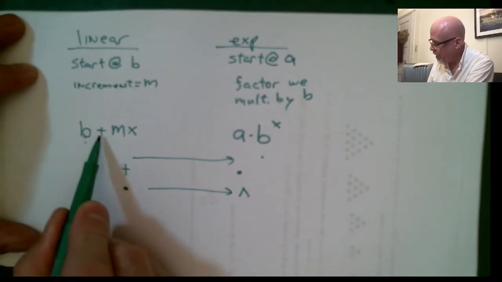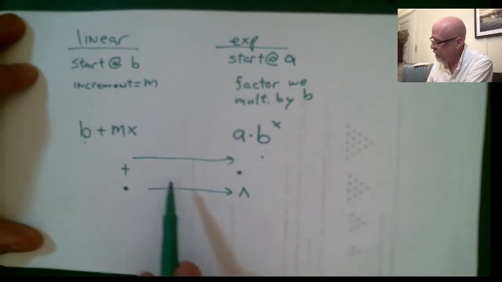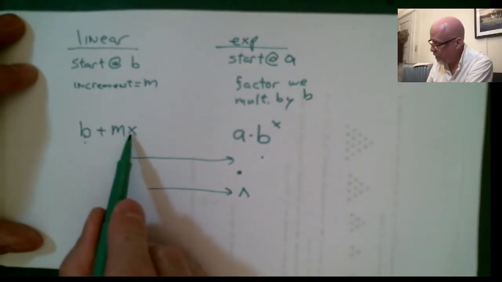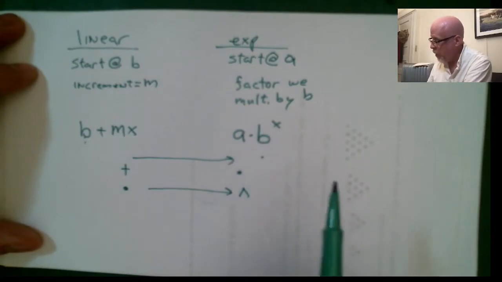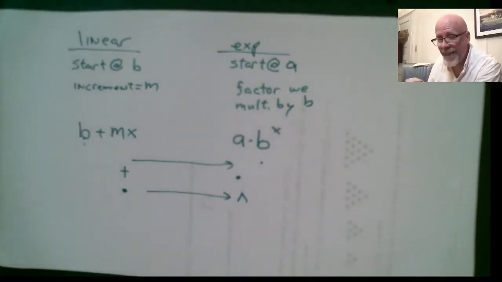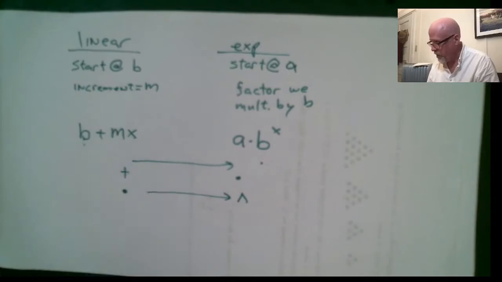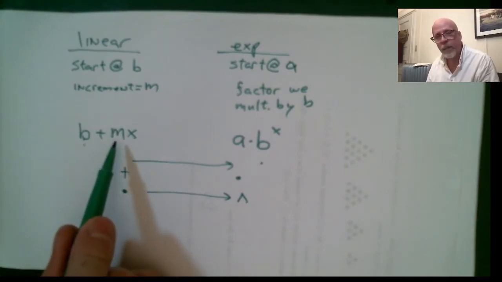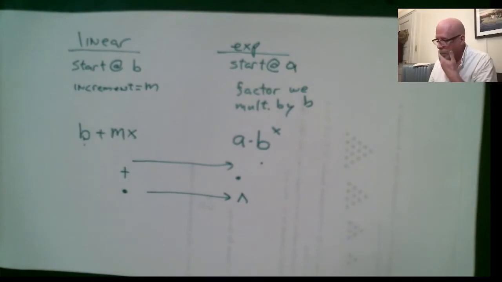We were adding b, here we're multiplying by the a. We were multiplying x by m, on this side we're raising b to the x power. But it really is the same kind of thing, except with the operations changed. We start somewhere, and we over and over do something. In this case, we're adding m over and over. In this case, we're multiplying by b over and over. The results are phenomenally different, though.